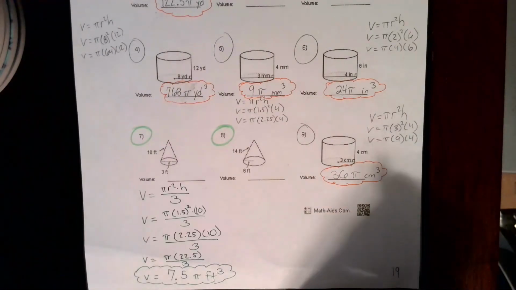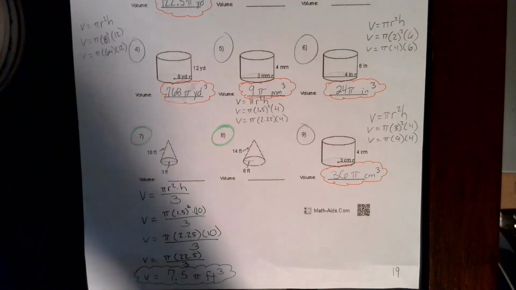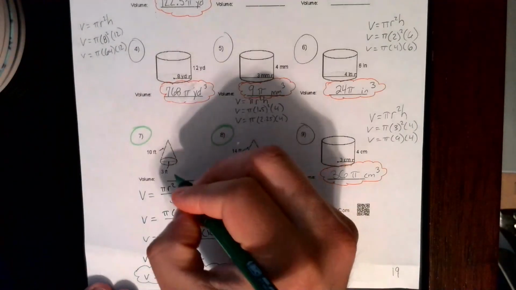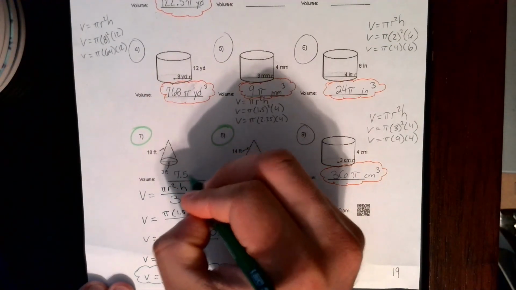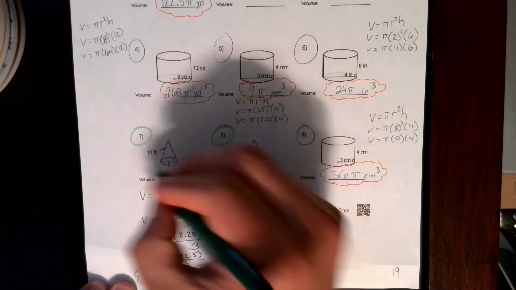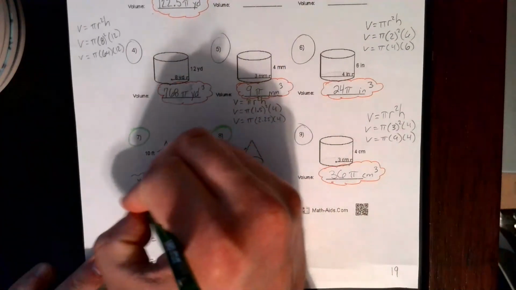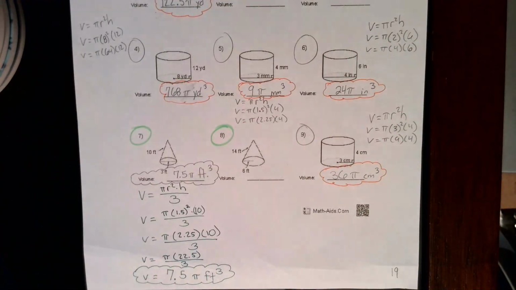Okay, so just like last night, you can do all your answers in terms of pi, and my answer on the line would be 7.5 pi cubic feet. And you can see how long that should take you. It shouldn't take you real long to do these problems, just enough so you can get good at them.